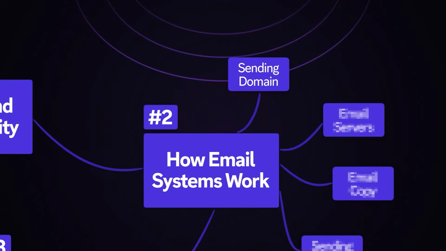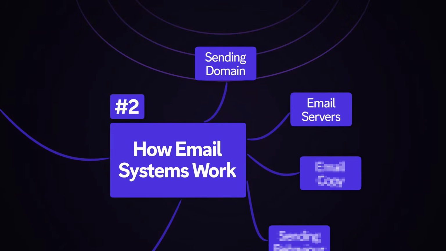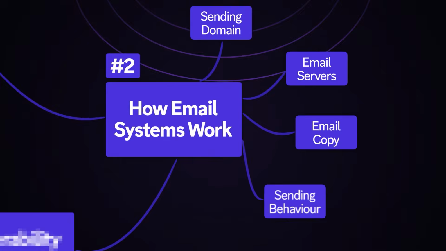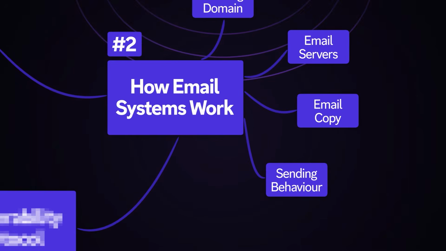The first one is the domain that you're sending from. The next one is the email inbox or the sending servers from which you're sending from. Then there's the email copy, meaning what kind of words are you using in your emails. And then there's sending behavior that Google and Outlook also scans for in order to determine if you're a good or a bad email sender. So let's break these down even further.